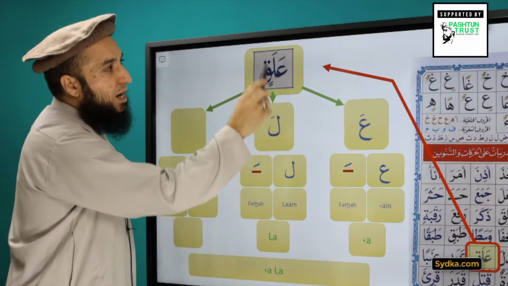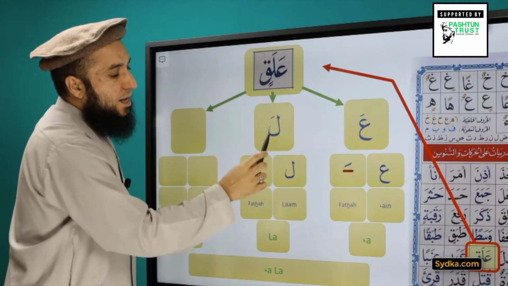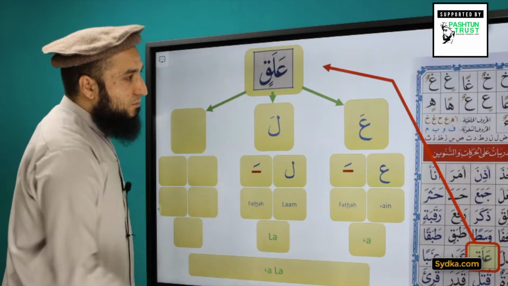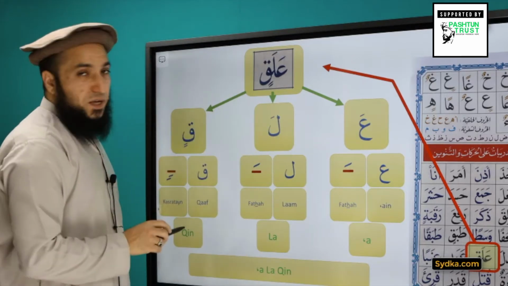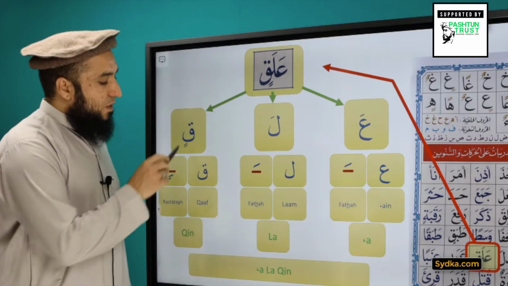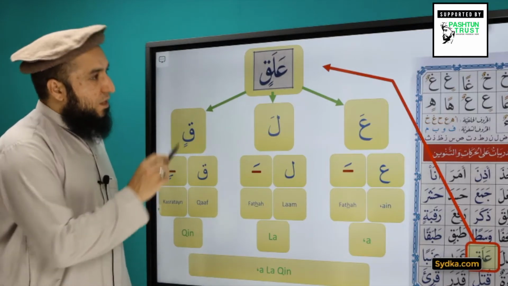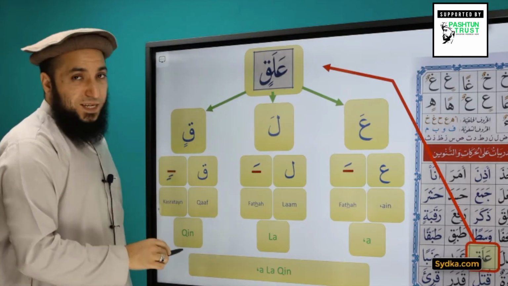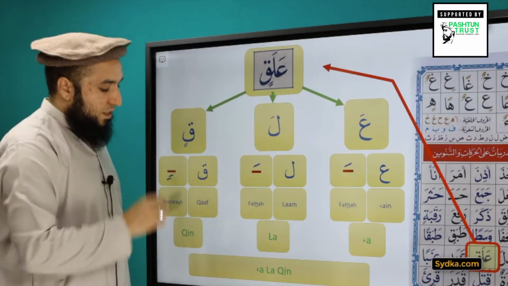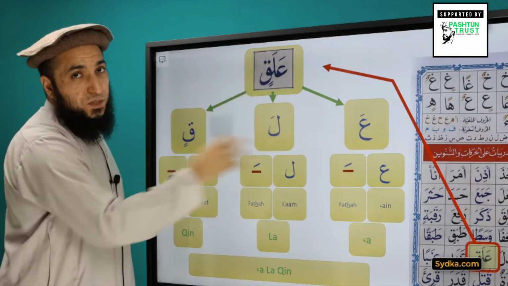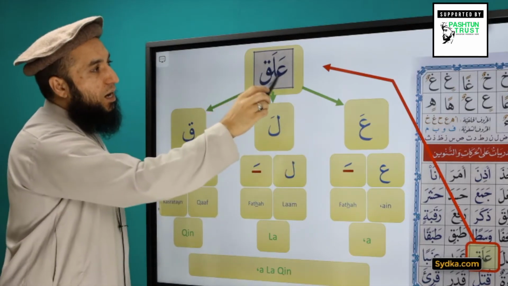We have ala, ala. So the third syllable we have is qaf kasratain qin. Qaf is not silent, and we have kasratain as haraka. Qaf kasratain qin. And now we combine these 3 syllables. We have alaqin.